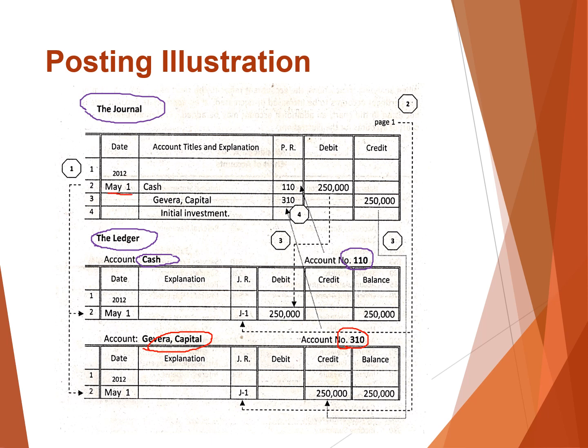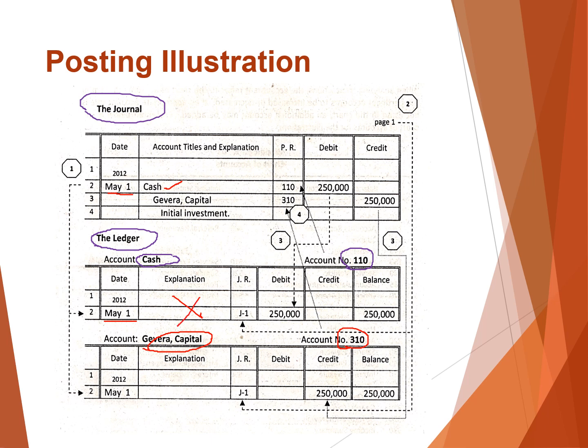So, May 1, debit cash, credit, Hevera Capital, 250,000. Ngayon, ililipat mo to, uunahin mo muna itong cash. So, hanapin mo dun sa ledger, ito yung cash. So, anong una mong ilalagay? Yung month at yung date. Tapos yung year nasa taas. Parang, ganun din yung rule nun ha. Yung pinakaunang transaction, yun lang ang lalagyan. Walang month and year. Explanation, walang masyadong nilalagay dyan.